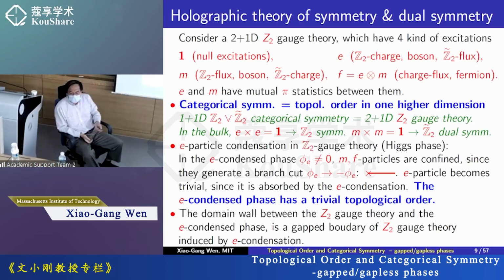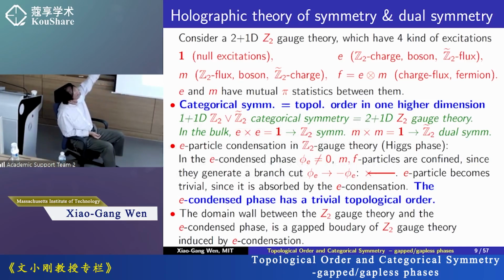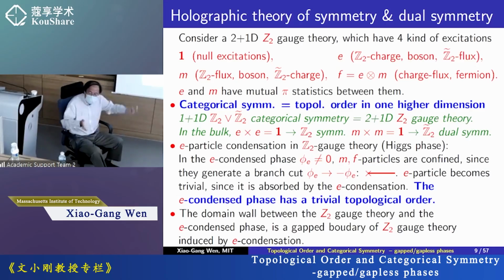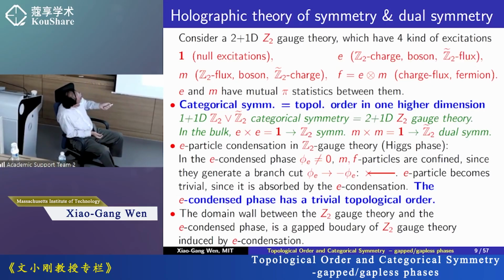So therefore, this Z2 gauge theory in one higher dimension we can also call a categorical symmetry. It gives rise to the same picture as this string operator picture. Okay, so basically the conclusion is that this categorical symmetry can also be viewed as a topological order in one higher dimension.